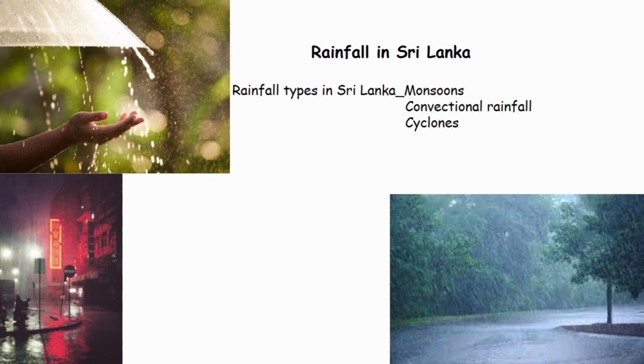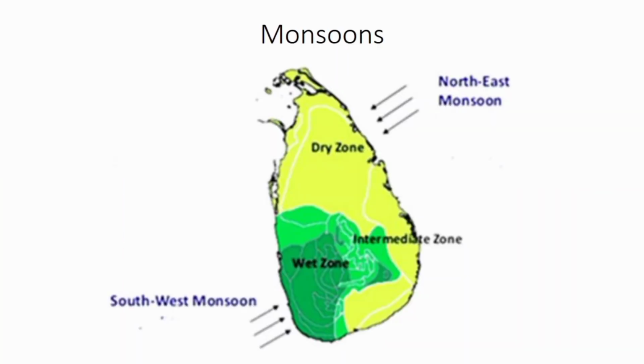Now let's discuss the temperature and rainfall of Sri Lanka. Sri Lanka is a country located in the tropical zone. So there is a high temperature throughout the year. It's about 27 to 30 degrees Celsius. Sri Lanka receives rainfall throughout the year. There are 3 rainfall types in Sri Lanka. They are monsoon rainfall, convectional rainfall and cyclones.